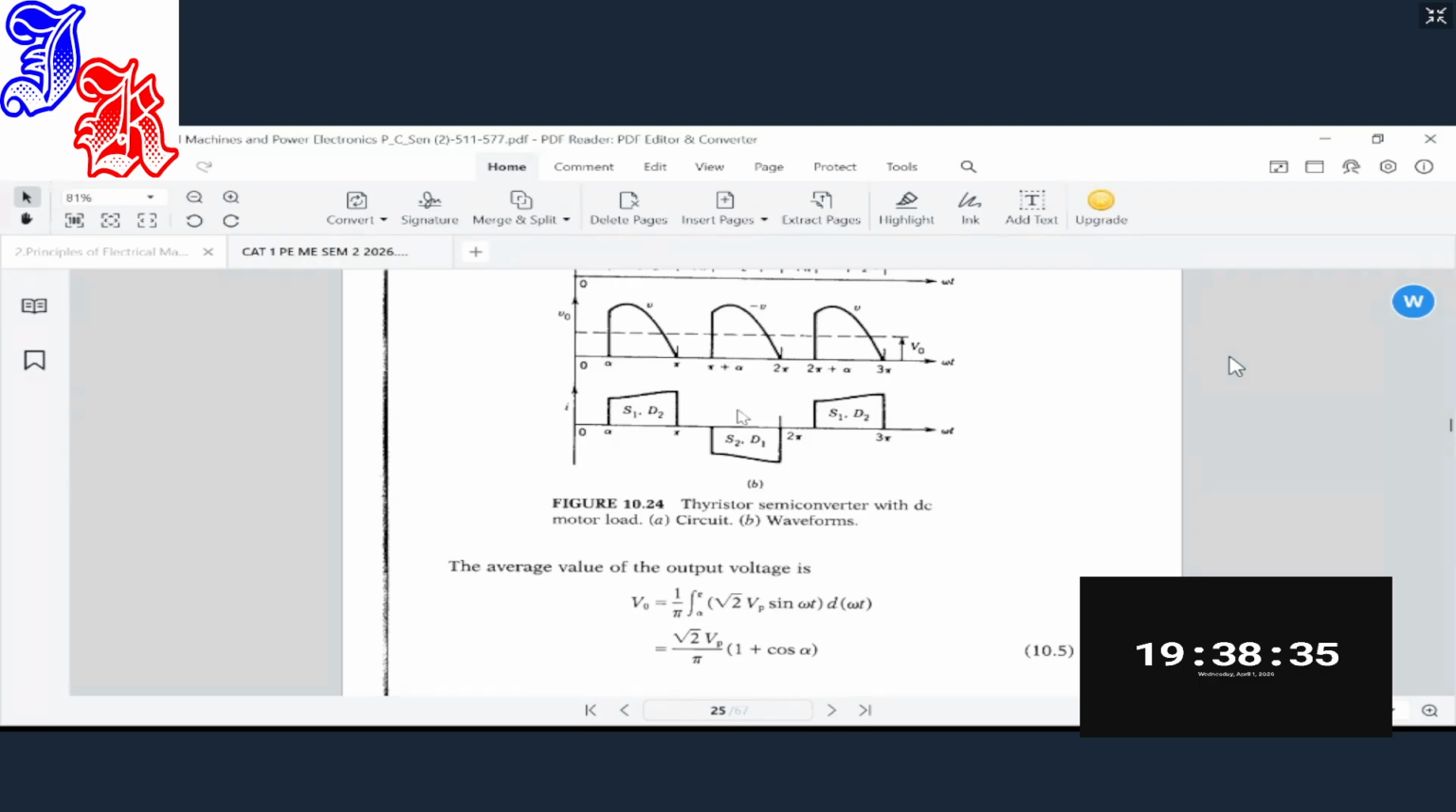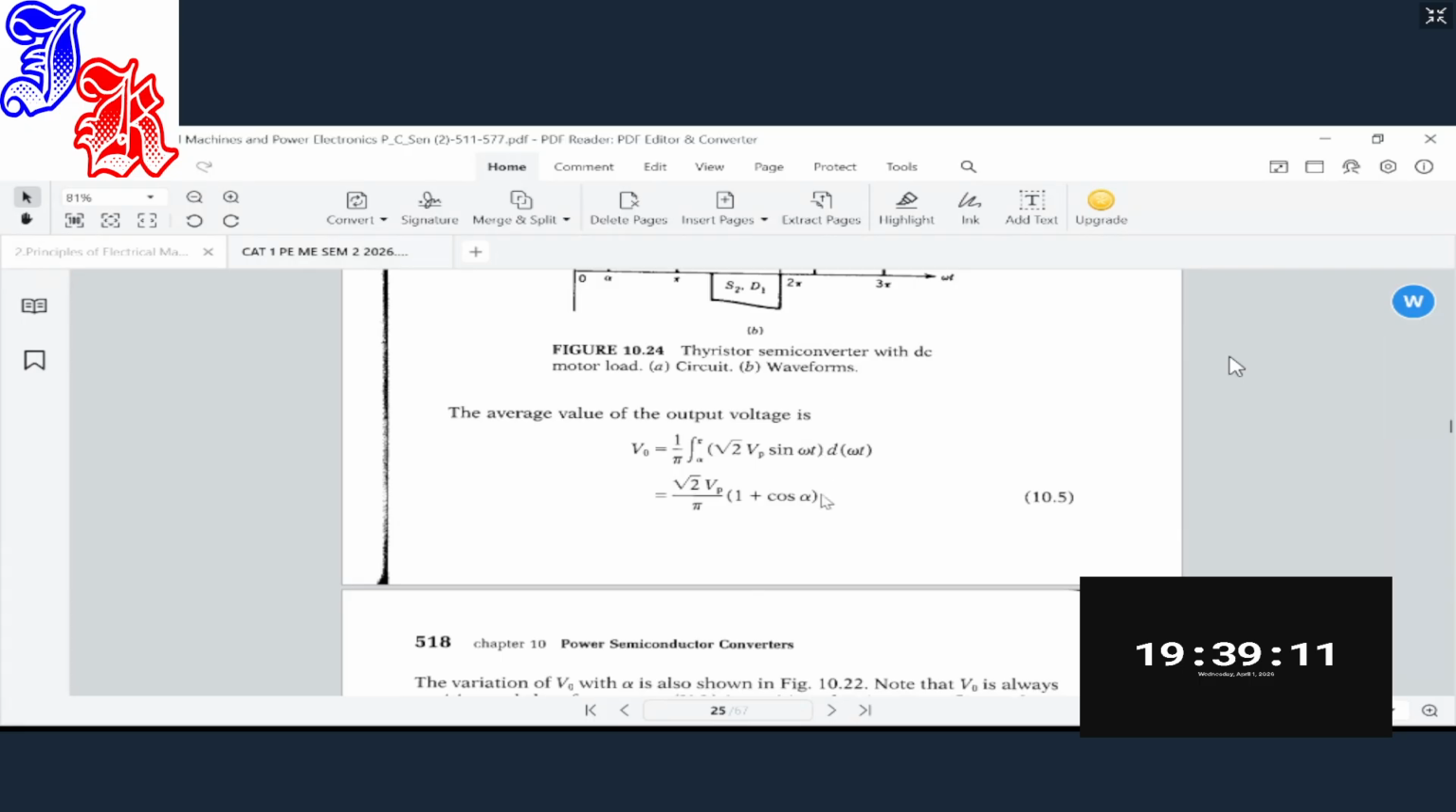So for the equation, the limits, we are able to give a half cycle of the system, and we are able to get output all through. No cycle is being blocked. So the outer bracket will have 1 over pi, integration between alpha to pi, of root 2 Vp sine omega t. Then you remove the constants and integrate sine omega t.